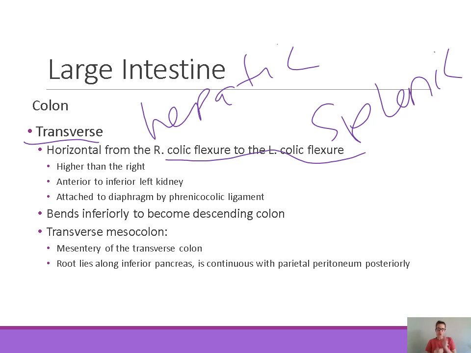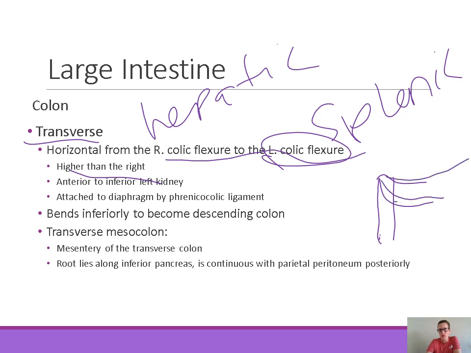So the transverse colon goes horizontally across the abdomen, and then it flexes back posteriorly and downward to descend along the left side of the abdomen. The left colic flexure, the splenic flexure, is higher than the right. What that means is the ascending colon goes up, and then it flexes to the transverse colon, and the transverse colon goes up like this, and then flexes down to be the descending colon. So the splenic is higher up than the hepatic.